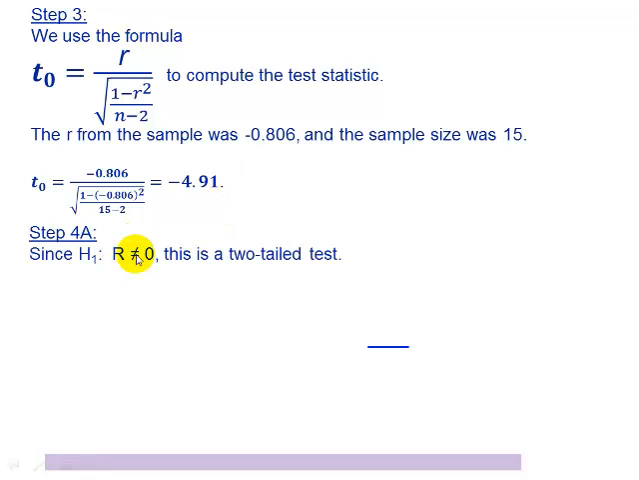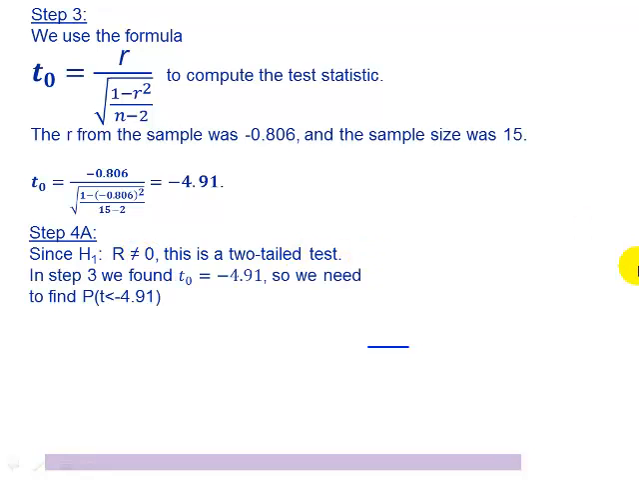The next step is to find our p-value. We have to remember that we had a not equal to in our alternative hypothesis. That makes this a two-tailed test. And in step 3, we found our test statistic to be negative 4.91. Because this is a two-tailed test and our test statistic is negative, we're looking at the left tail of our t-distribution in order to find our p-value. So here's our t-distribution. Here's our test statistic of negative 4.91. We're shading to the left of that, and we're trying to find the area under this curve. Once we find that, we'll multiply by 2 because it's a two-tailed test.